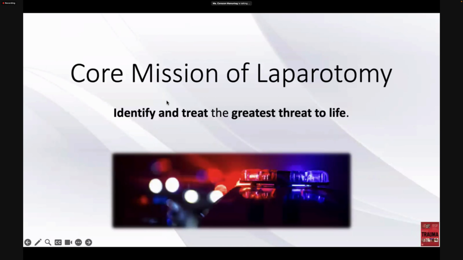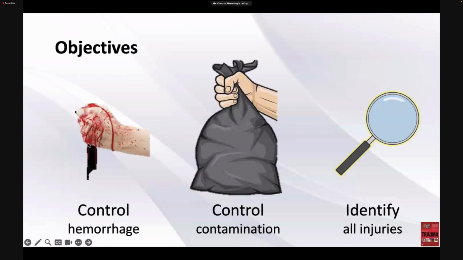Okay, so for surgical approach, your laparotomy, again, we try to identify and treat the greatest threat to life. This is true for your damage control surgery, wherein your priorities and objectives is to control your hemorrhage, contamination by your viscous injury, and to identify all other injuries, especially yung solid organs, the liver, the spleen.